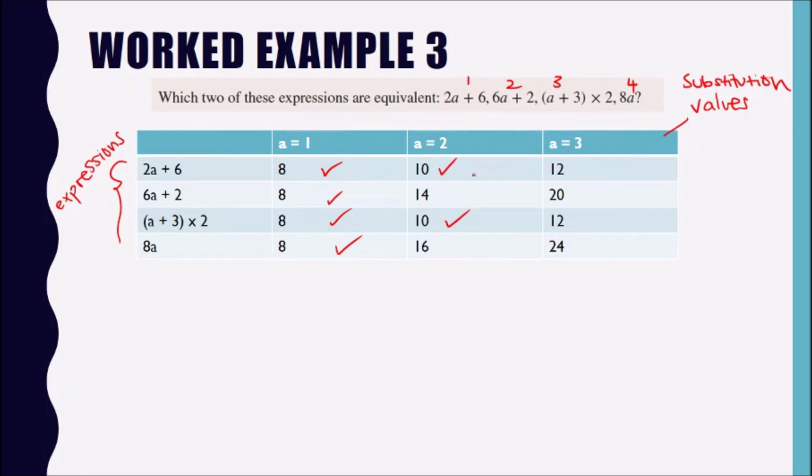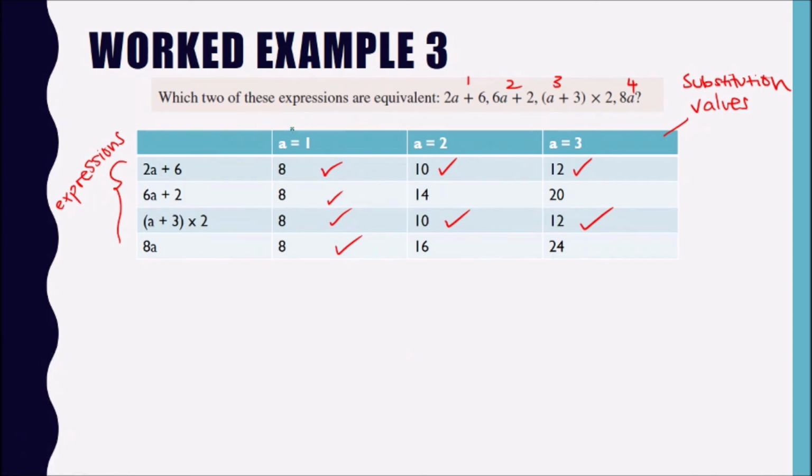When I substituted a equals 2 into all of these expressions, I got 10, 14, 10, 16. So at the moment, okay, we can see all of them have 8. But now we can only see 2 of them having 10. So only these two look like they would be equivalent expressions because they have the same value when you substitute a equals 2 into their expression. Now when I substitute a equals 3, okay, I see 12, 20, 12, 24. And we can see that these 12s here are the same number.